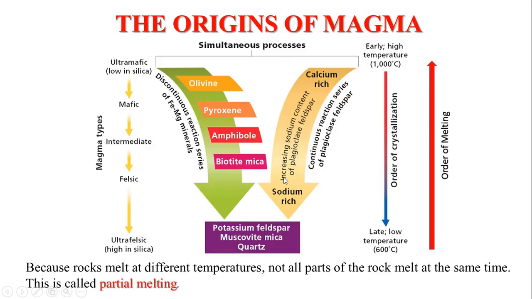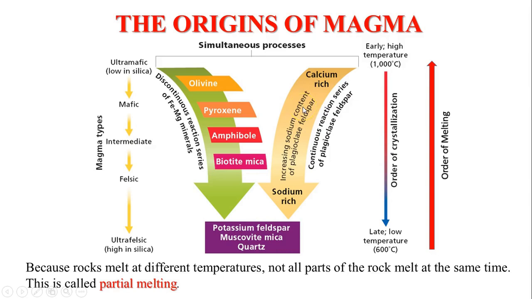Well, now just imagine we have a rock that has all of these minerals in it. What's going to happen is the order of melting is going to be in reverse order. So you're going to look at these three minerals, the potassium feldspar, the muscovite mica, and quartz. They're going to melt first. And then you've got your biotite micas melting, the amphiboles, the pyroxene, the calcium-rich, and then the last thing to actually melt is going to be the olivine.